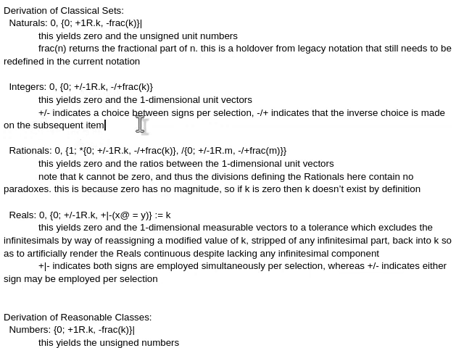Plus minus indicates a choice between signs per selection. Minus plus indicates the inverse choice is made on the subsequent item. So here, whichever sign we put on frac k is the inverse of the sign that's occurring here, so that we're always coming back to a whole number instead of just doubling the fractional part accidentally. Right? We don't want to do that.